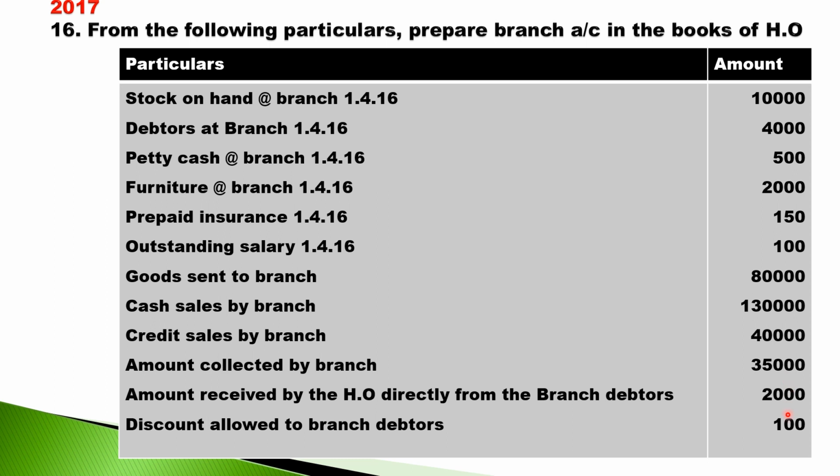Amount received by head office directly from branch debtors will not come in branch account, instead it will come in debtors account. So debtors have directly paid to head office, so it will not come in branch account, it will come in debtors account. Discount allowed to branch debtors, note, it's an expense to us, it will not come in branch account, it will come in debtors account.